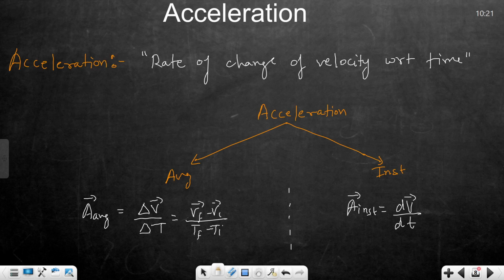Just note down this slide, note it all down properly. Now when I draw, for this we will have the VT graph.